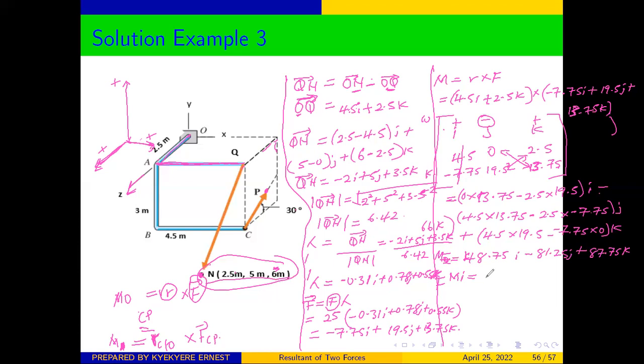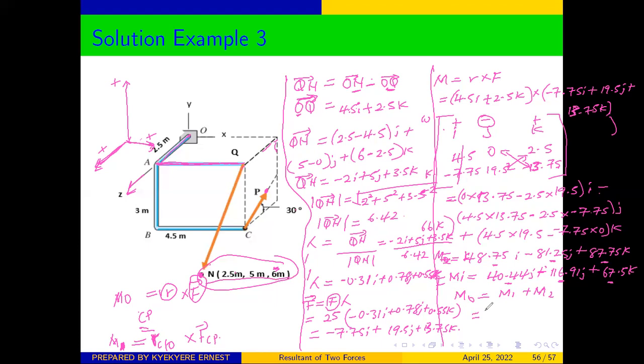M1 for our first force was, I think we had 40.44 i plus 116.91 j plus 67.5 k, right? So from here, our resultant moment is going to be M1 plus M2. We just put the i component for this and that together, the j component of this and that together, the k component of this and that together.